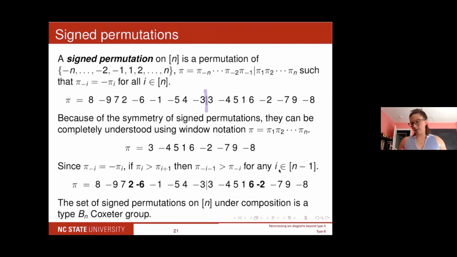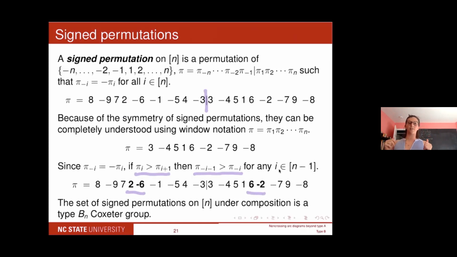Another thing that's nice because of the symmetry is that if we have a descent from i to i plus 1 in the window, we'll have a matching descent from pi negative i minus 1 to pi negative i. So thinking about that, we've got 6, negative 2, which is a descent. 6 is greater than negative 2. 2 is also greater than negative 6. And so we've got these matching descents in the window and the non-window, for lack of a better phrase.